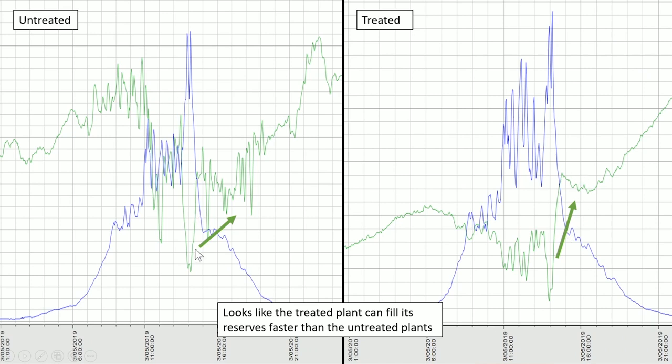If we compare it to this graph, it can recover somewhat, but this small bump in activity lowers it further down. You see this effect as well, but the distance between this and this and this and this is far greater. So this plant has actually better recovery. So it looks like it can fill its reserves faster, which is a really positive aspect.